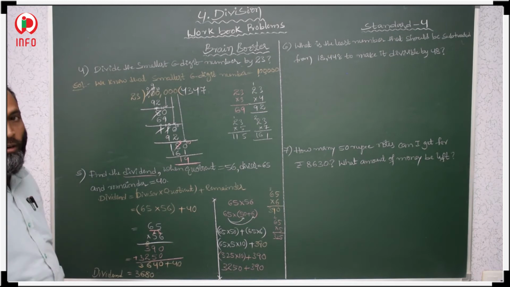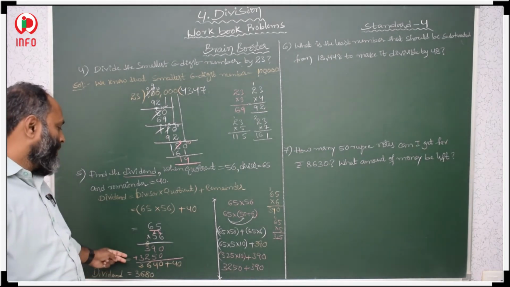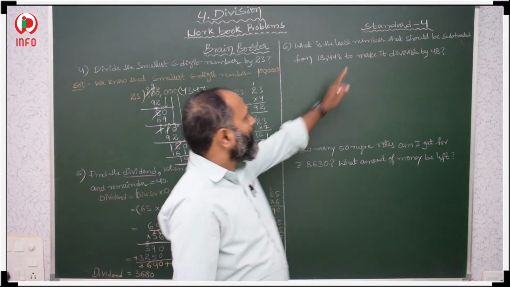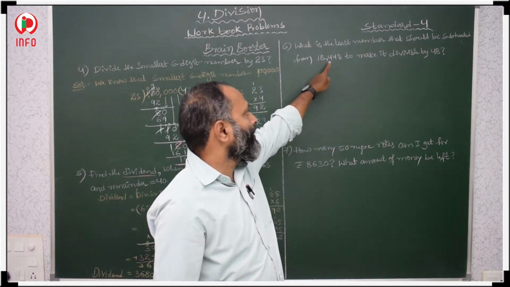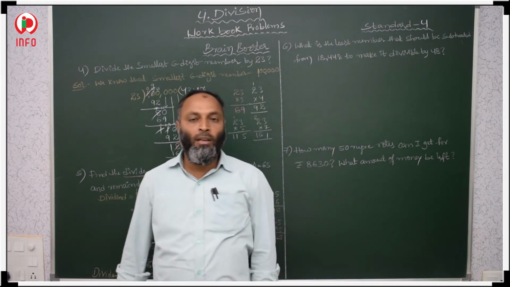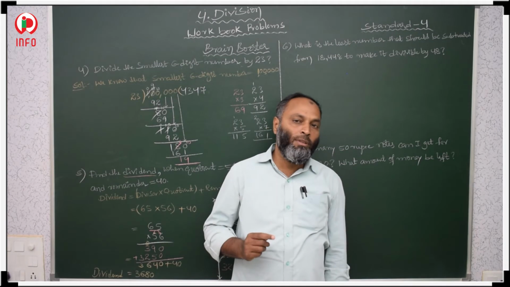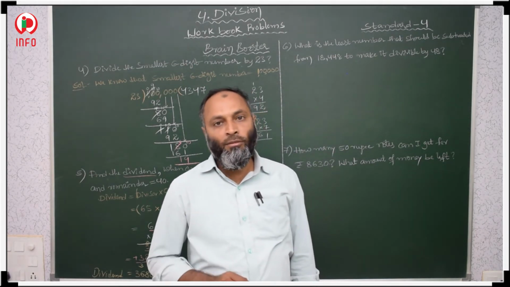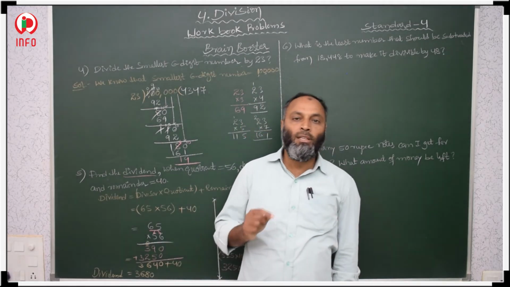This is our dividend. In this way we have to find the dividend. Now, what is the least number that should be subtracted from 18,448 to make it divisible by 48? The same similar question we did from our textbook.